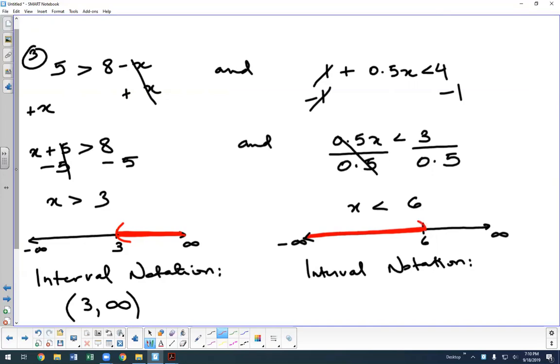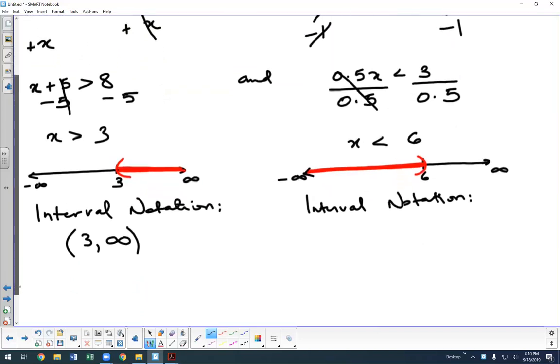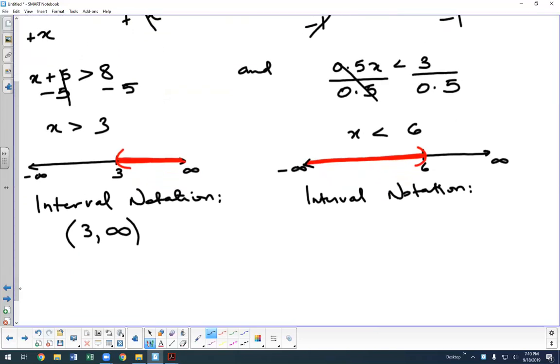Parentheses, because you're not including this 6, which means your interval notation will be parentheses, negative infinity, 6. Very good. Parentheses, negative infinity to 6, and again, parentheses on that, right? Now remember, these are 2 individual sides.